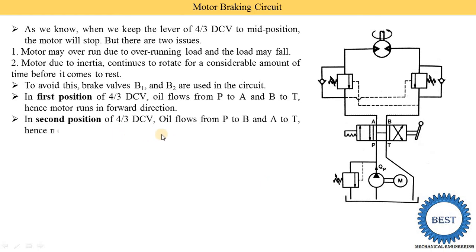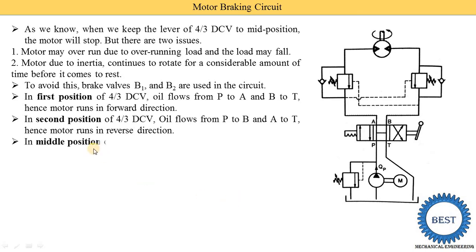In the second position of the 4/3 DCV, the second position means this third square, in which you see the cross lines are connected. Cross lines mean the P port is connected with the B port, and the A port is connected with the T port. Hence the motor runs in the reverse direction. How does it run in reverse? Oil from the pump is supplied to the P port, and from the P port it is supplied to the B port, because of the cross lines. From the B port the oil goes in this direction and finally enters the hydraulic motor, and the motor rotates in the reverse direction.